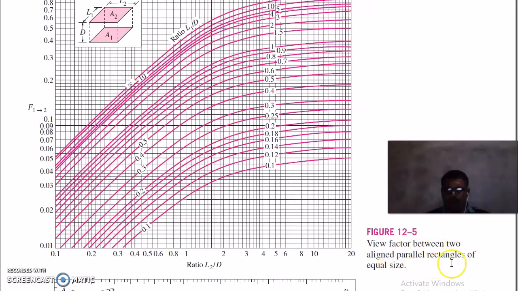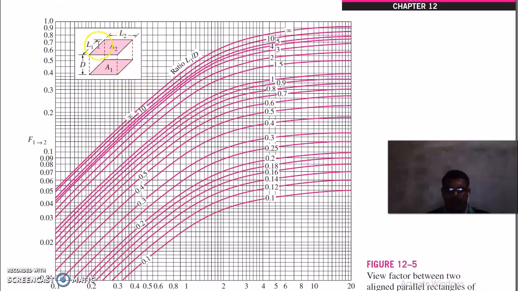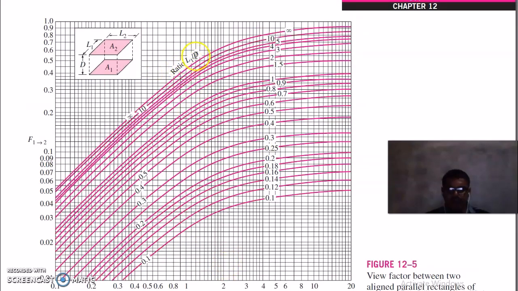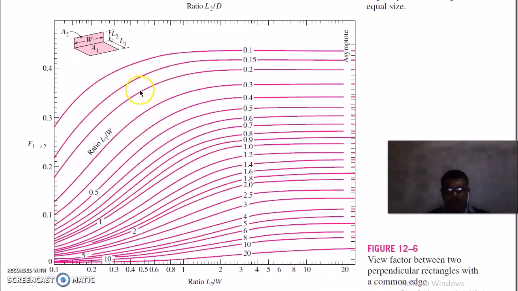Here is the view factor between two aligned parallel rectangles of equal size. There are two rectangles separated by distance d with lengths L1 and L2. This is the ratio L2 by d and this is the ratio L1 by d. The value corresponding to these ratios gives F12, so you can see this is your view factor. In this case, it is two aligned parallel rectangles. This is the case of perpendicular plates, two plates perpendicular to each other with a common edge, where L1, L2 are here, and W, and A1 and A2 are the areas of the plates.